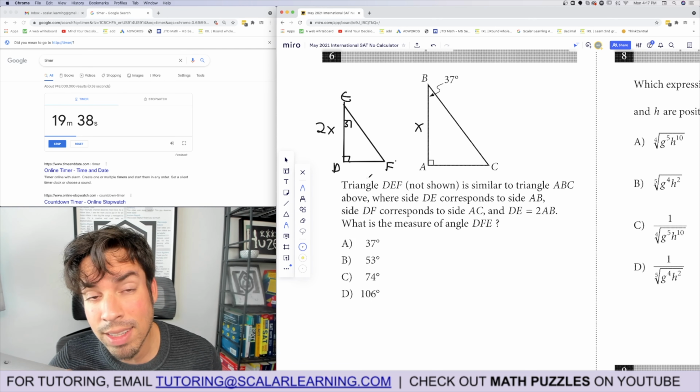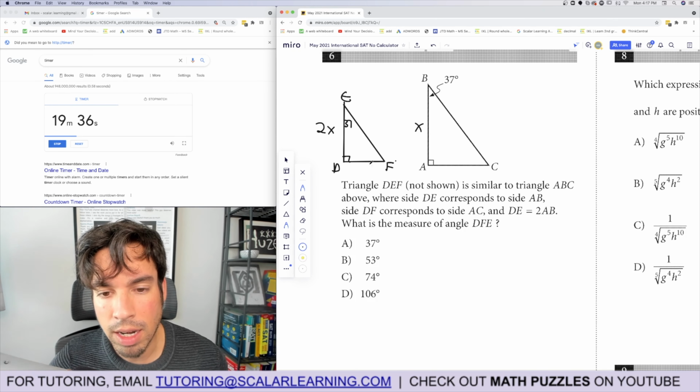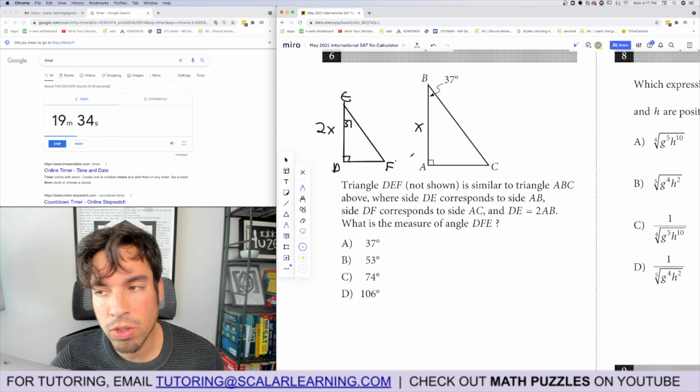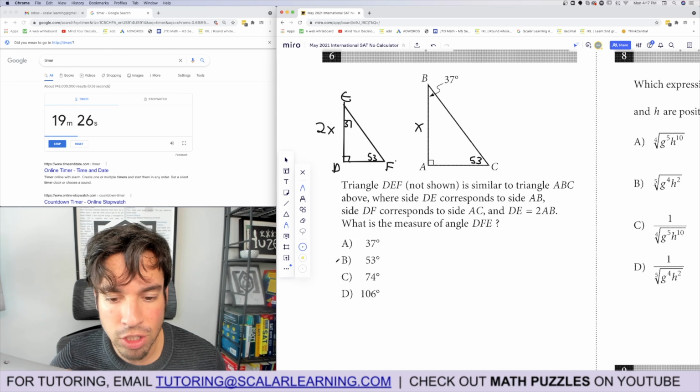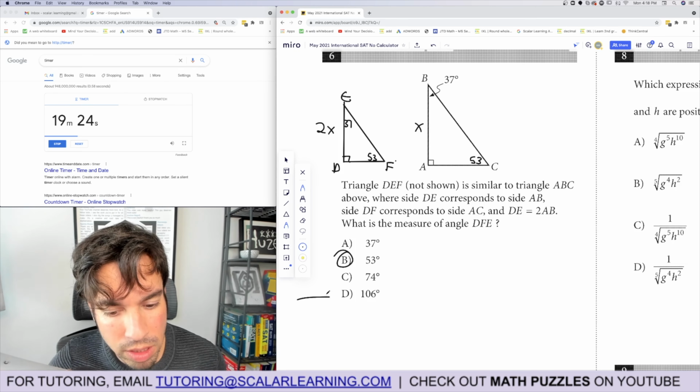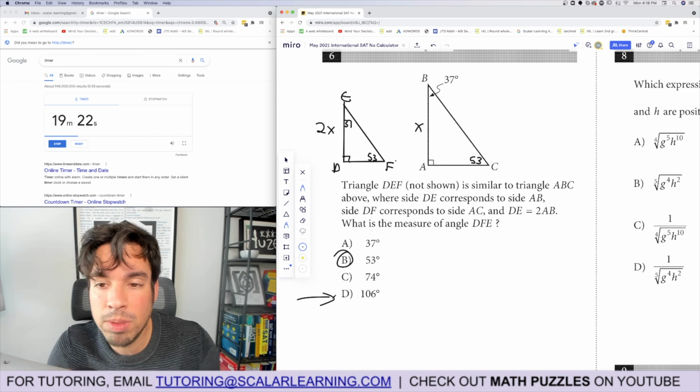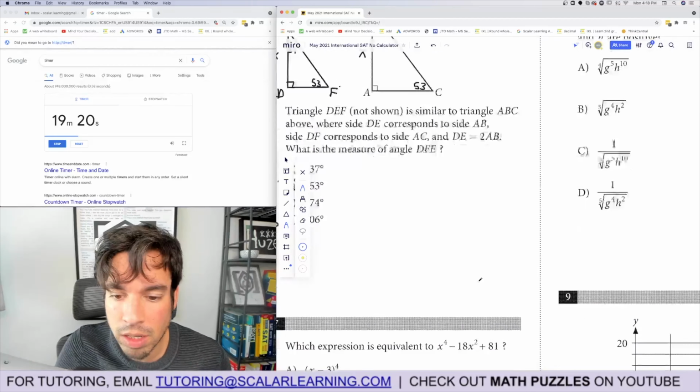Okay, the side length doesn't matter. And here's why: when triangles are similar, their angles are equal. So if that's 37, this is 53. So is this one. So it doesn't matter. DFE is just 53 degrees. They put the 106 to trick you into thinking, oh, I should double the angle. Doesn't matter. Similar triangles, angles are all equal.